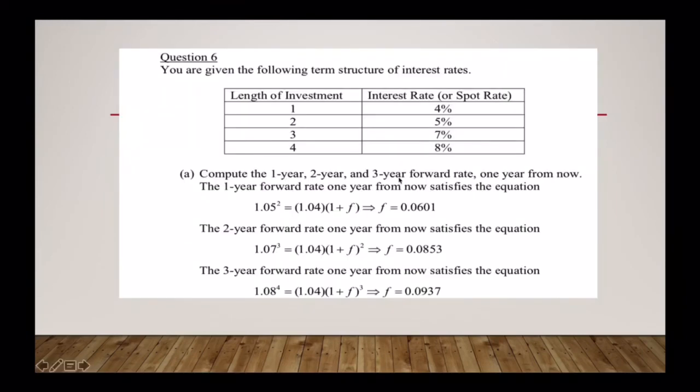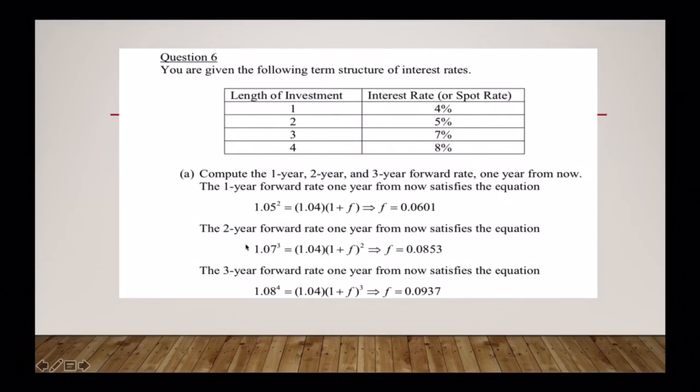So for the first one, 1 year from now, 1.04 is basically the first one. So the interest rate is 4%, so it is 1.04. 2 years from now is 5%, so 1.05 to the power of 2. Basically, the sum of the powers on the right has to be equal to the power on the left. So 1.05 to the power of 2 is equal to 1.04 times (1 plus f).